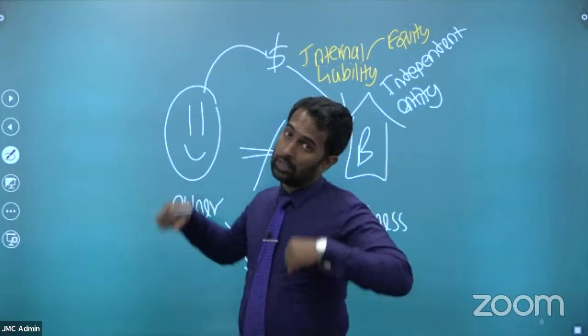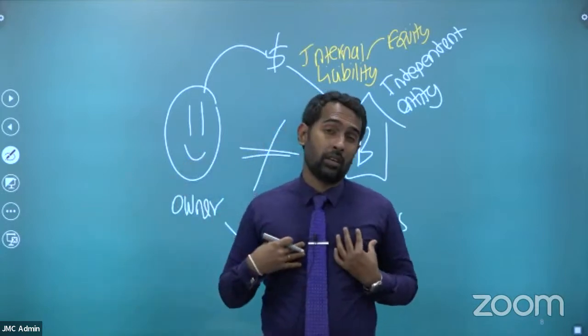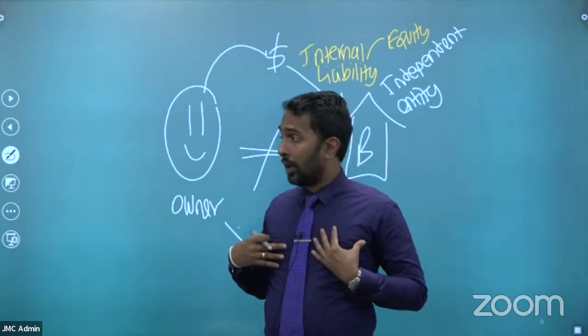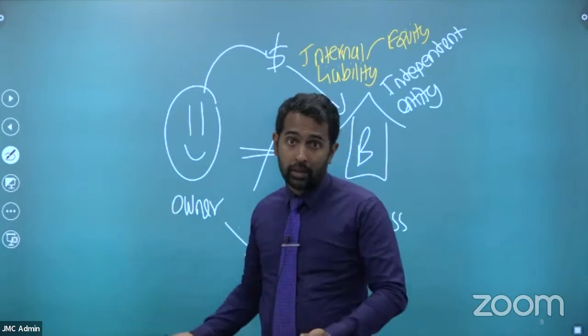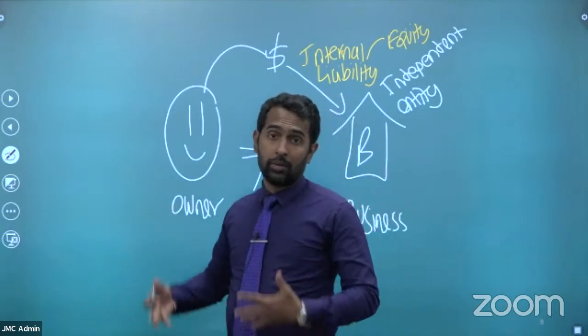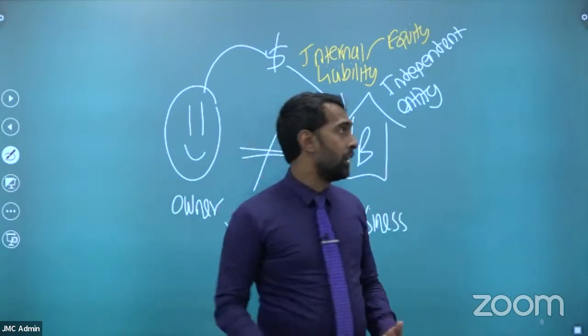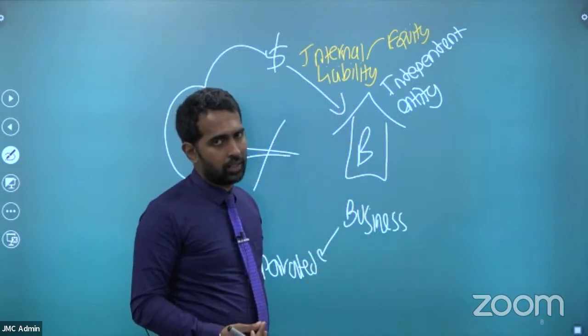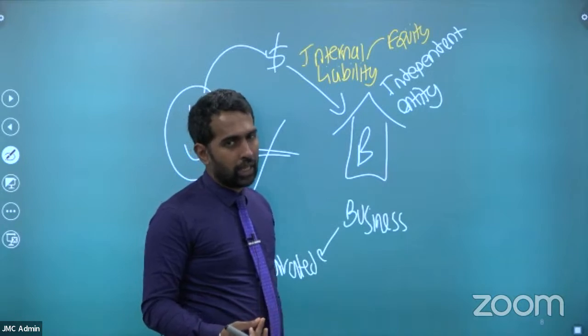Now the owner is a different person who has given me money. So the business has received money from a guy called the owner, and I'm liable to him, right? I have to repay. So we consider that as an internal commitment, an internal liability, which we call equity.